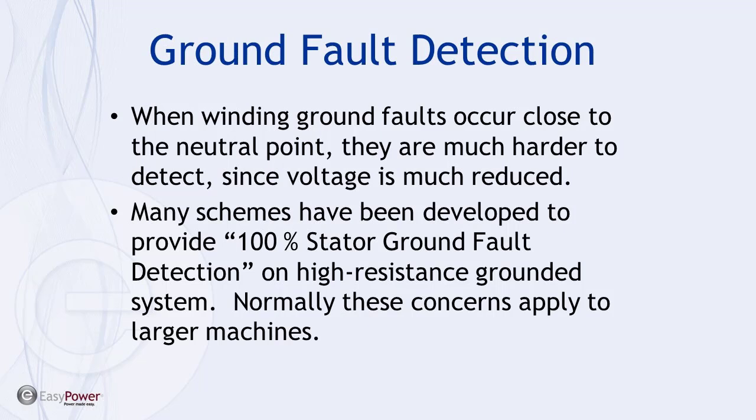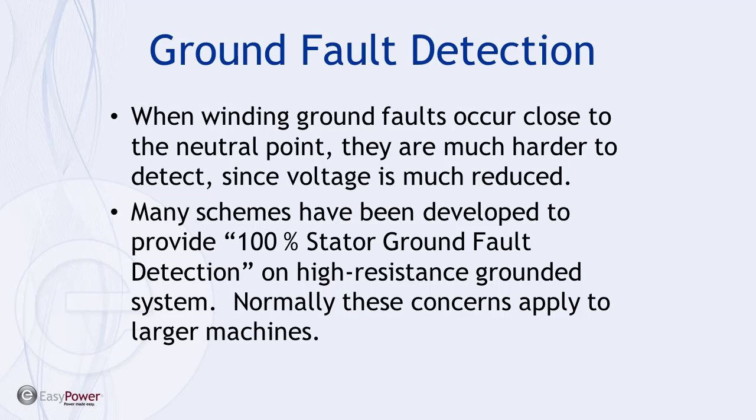All right, so if we think about a normal Y-connected generator, if I have a ground fault in a winding that's very close to the neutral point, I have a lot less voltage there. So those are much, much harder to detect. And so with the high resistance grounding, there's a limit to what we're going to be able to detect. There's a lot of schemes that have been developed to provide what they call 100% stator ground fault detection. So for the very large machines, this becomes an issue.